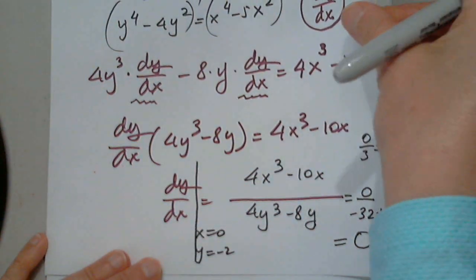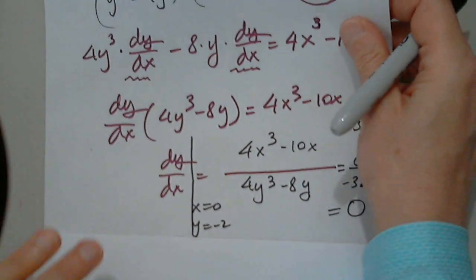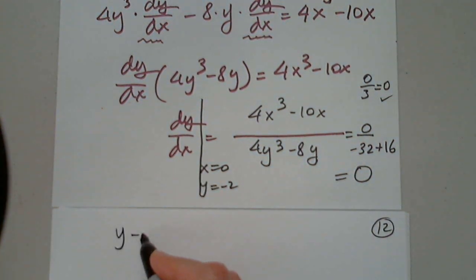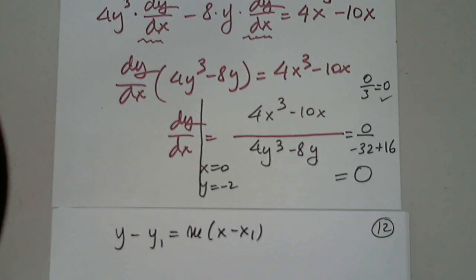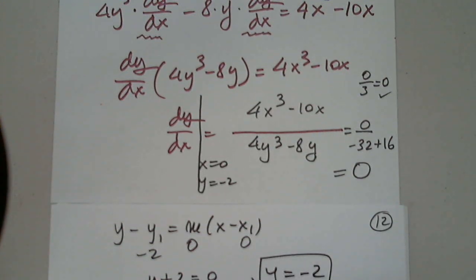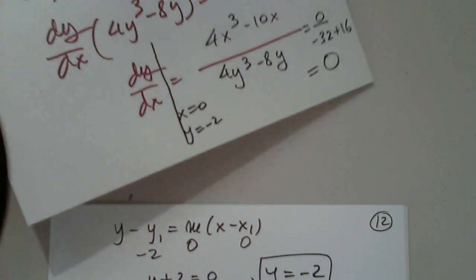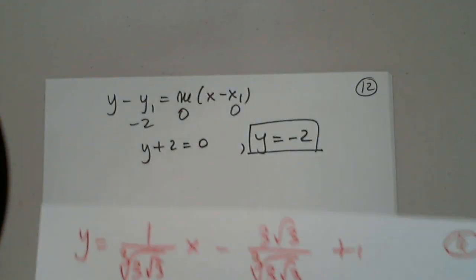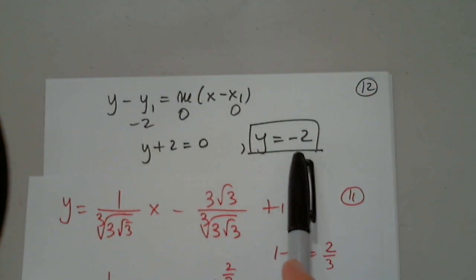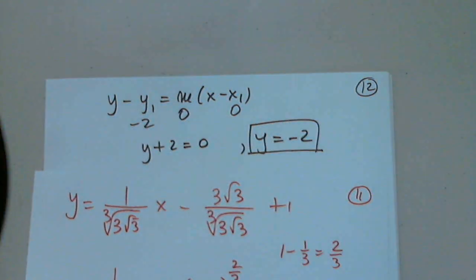So now, they want us to find the equation of the tangent line at the point 0, negative 2 that has which slope? What is the slope? 0. Yes, exactly. So y minus negative 2, which is y plus 2, equals 0. So the equation is this. It's a horizontal line at negative 2. So we determined the equation of the tangent line to the graph of the devil's curve at 0, negative 2, and the equation is y equals negative 2, a horizontal line.